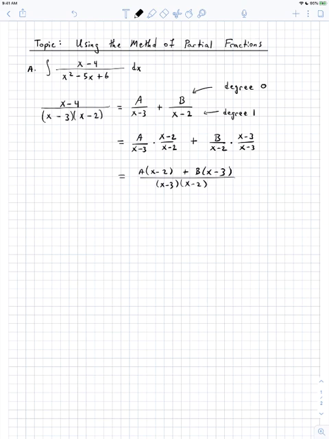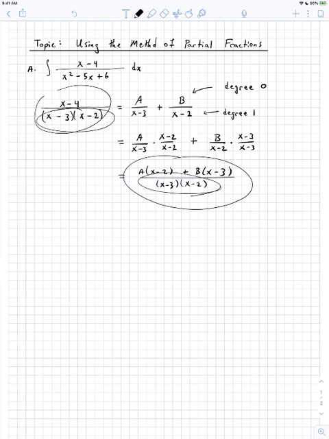So now we have two fractions, two rational functions, which are equal, and they have the same denominator. So that means their numerators have to be equal as well. So this numerator is equal to that numerator. So that tells us that x minus 4 is equal to A times x minus 2 plus B times x minus 3. There we are.